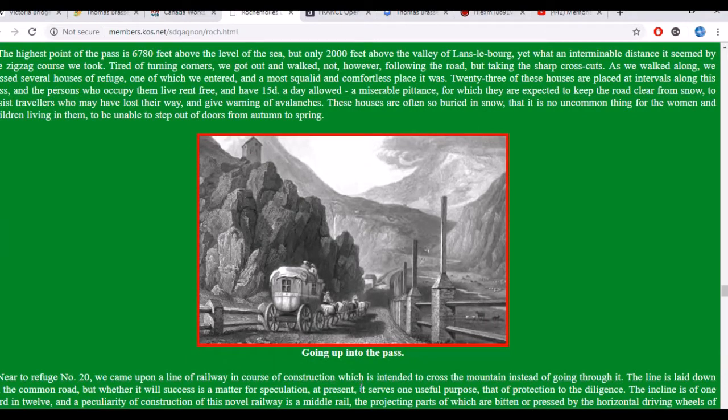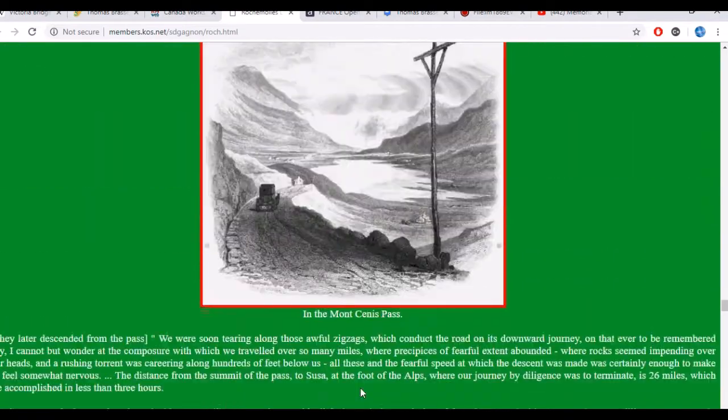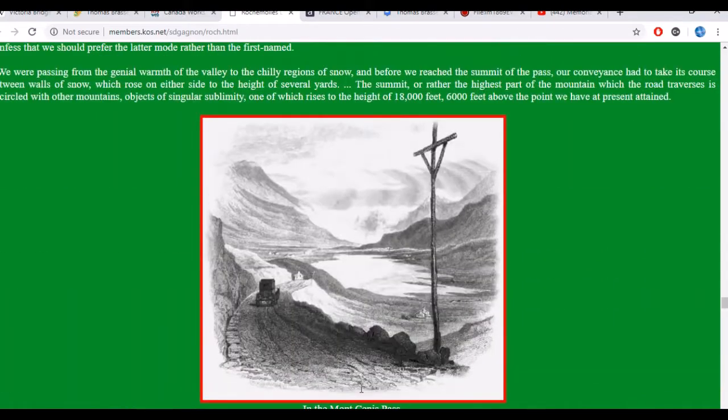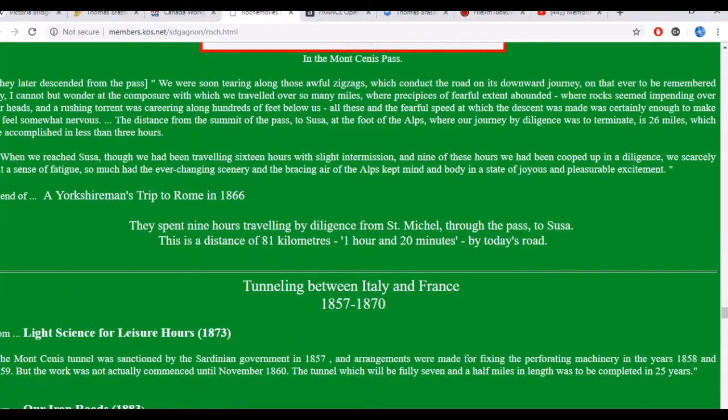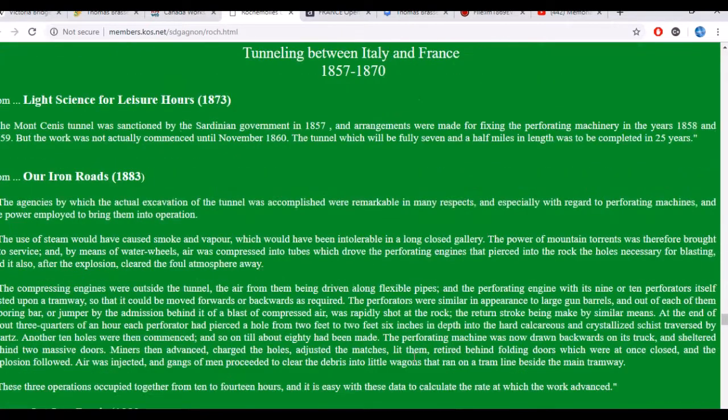So there's lots of photographs showing the area. This here, they call it an object of singular sublimity, one of which rises to the high... Oh no, maybe they're talking about the mountains. I don't know what that is. Excuse my stupidity. Right, so this is about the tunnel.